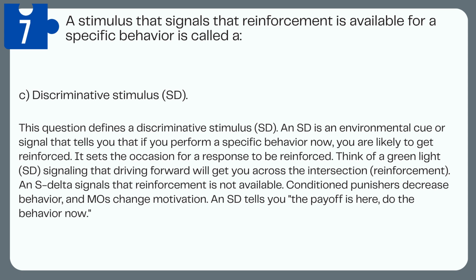Think of a green light, SD, signaling that driving forward will get you across the intersection, reinforcement. And S delta signals that reinforcement is not available. Conditioned punishers decrease behavior and MOs change motivation. An SD tells you the payoff is here, do the behavior now.